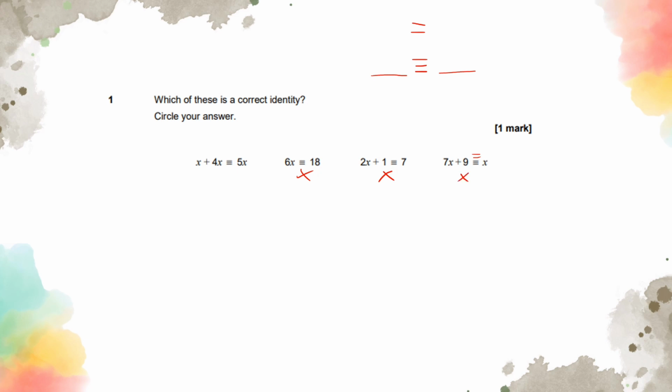And this one here, 4x plus x is going to be 5x, and in fact 5x is identical to 5x. So this is going to be your answer, and you're going to be circling that as it says circle your answer, and this is how you get full marks from this question.